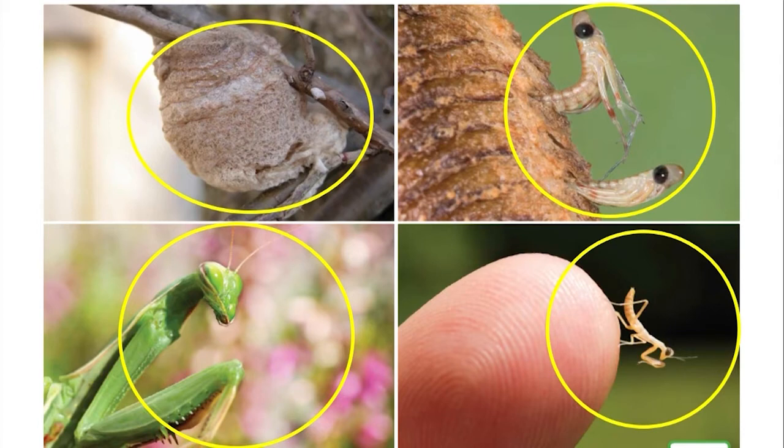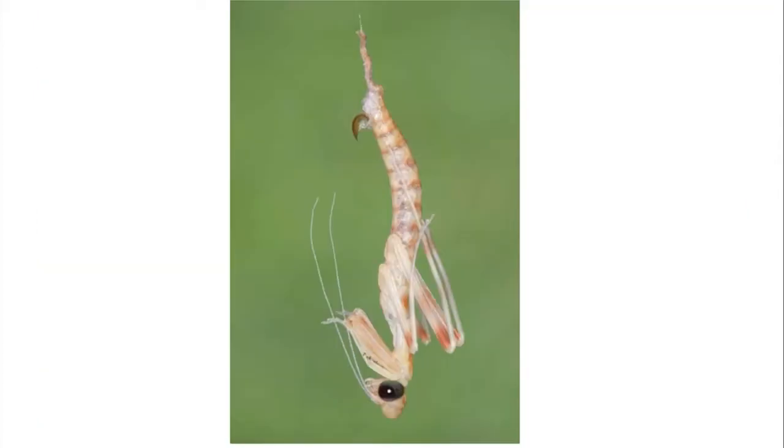Let's take a close look at one of these nymphs. Can you tell at this stage that it is an insect? Can you find its head? There it is. Now let's look for its legs. How many legs are on this nymph's thorax? There are 6. Can you see how many pairs of wings it has?